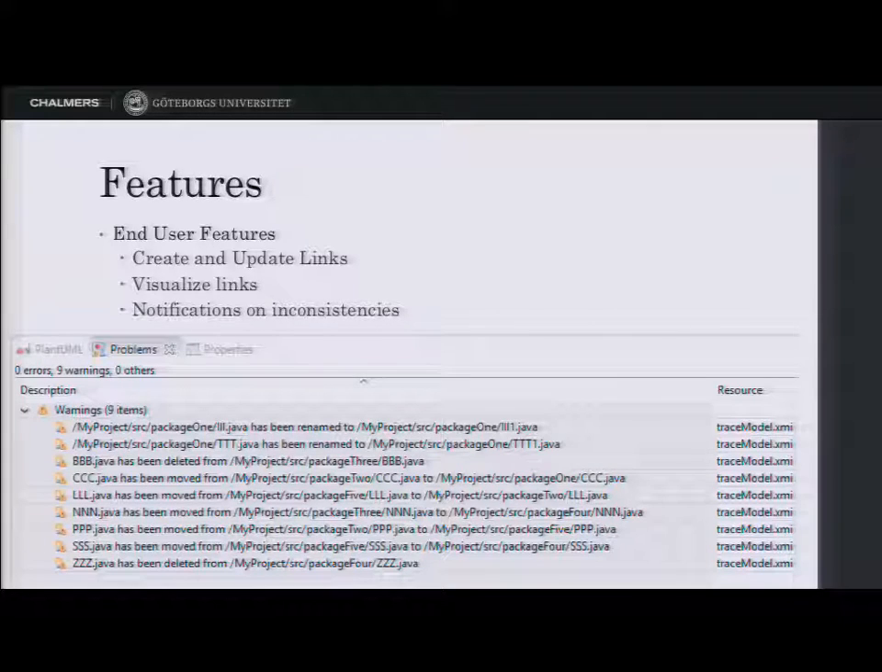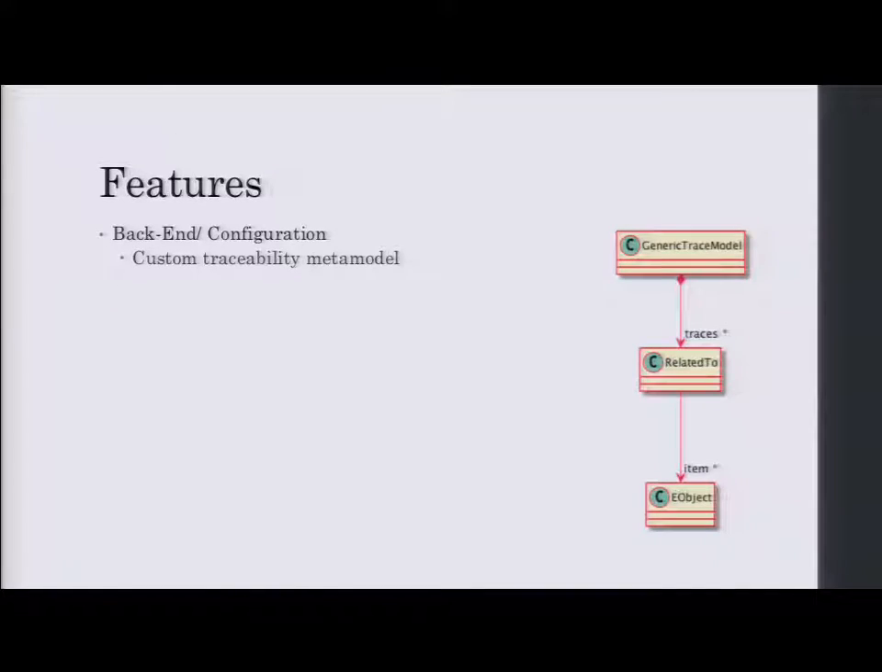So these are the core features that we have when it comes to the user side. This is the end user side. On the back end side, now the configuration side of the tool, you can create a custom traceability model. And here I have an example of a very simple scenario where a person just wants to have a trace link that is called related to, and it links several items. This means that you can use this for everything.